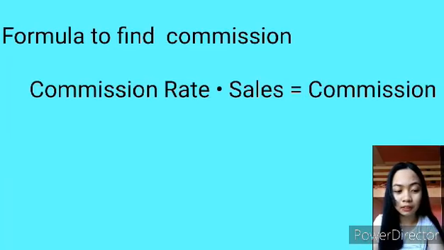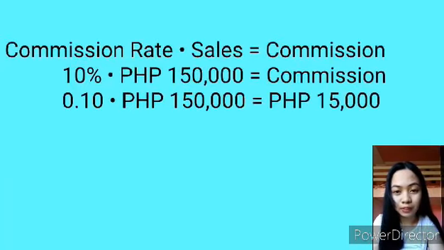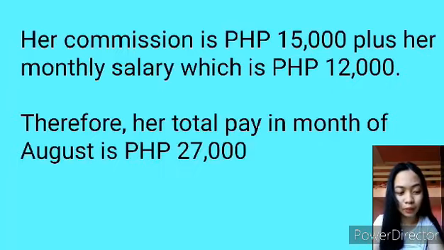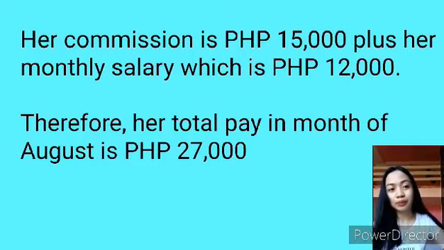So the formula to find the commission is commission rate times sales is equal to commission. So we plug in the values. 10% times 150,000 pesos. 10% converted first to decimal, which is 0.10, times 150,000 pesos is equal to 15,000 pesos. So her commission is 15,000 pesos plus her monthly salary, which is 12,000. Therefore, her total pay in the month of August is 27,000 pesos.